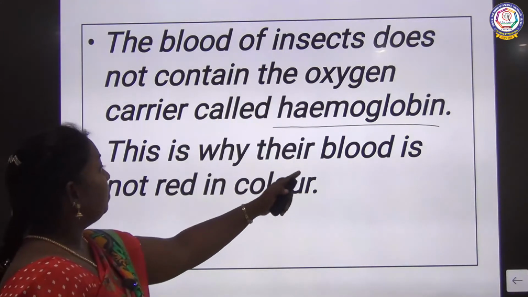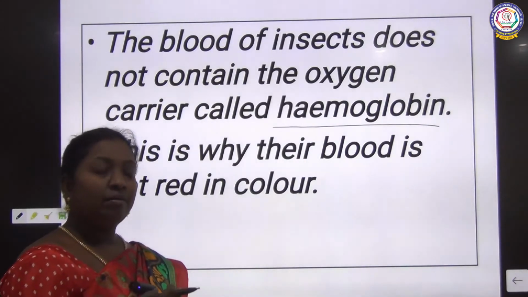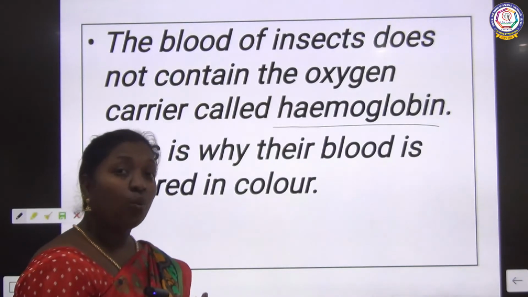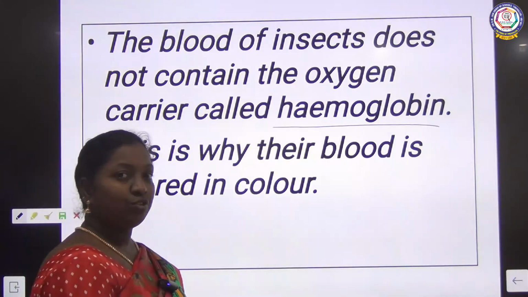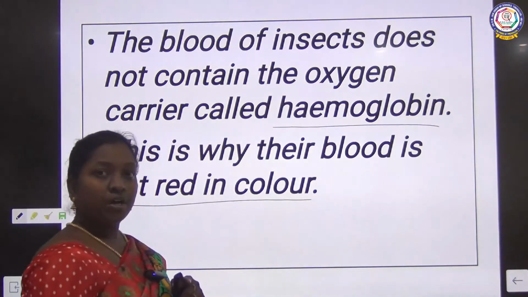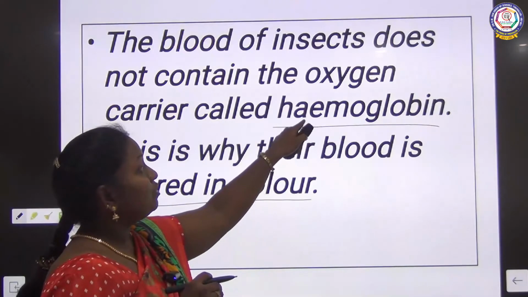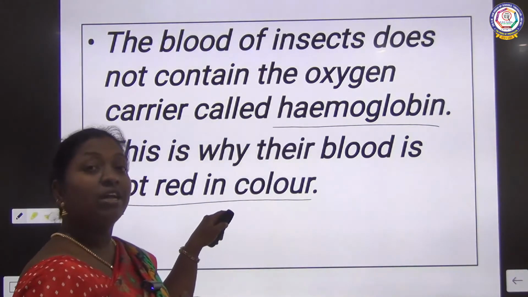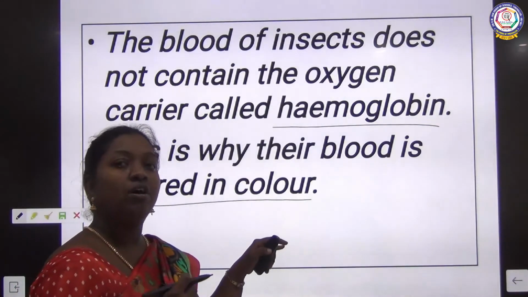This is why their blood is not red in color. Some insects' blood may be yellow or green. The cockroach's blood is white in color because it does not contain iron. Okay, got it, children? Though the blood of an insect does not contain the oxygen carrier hemoglobin, so it is not red in color.